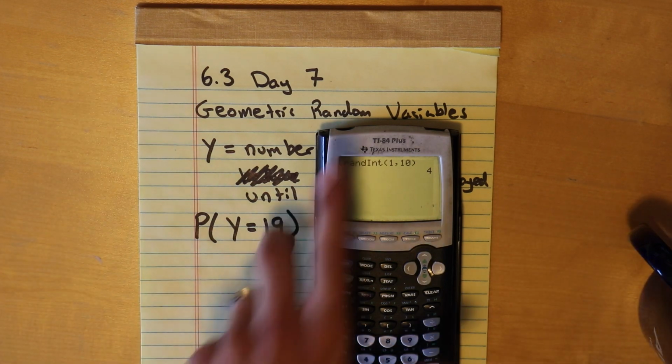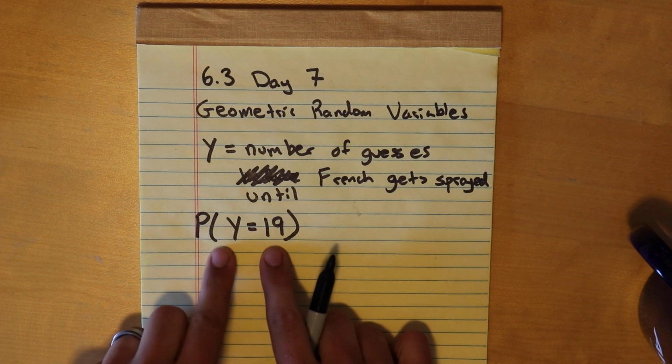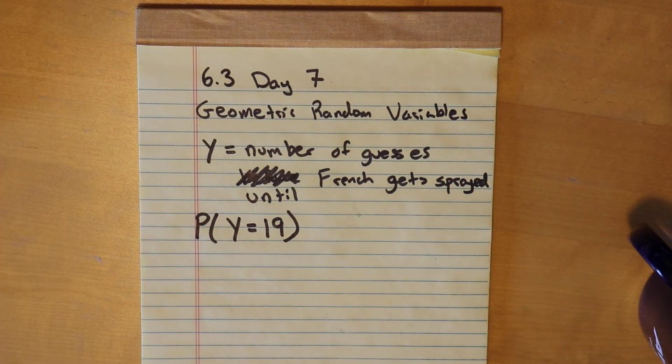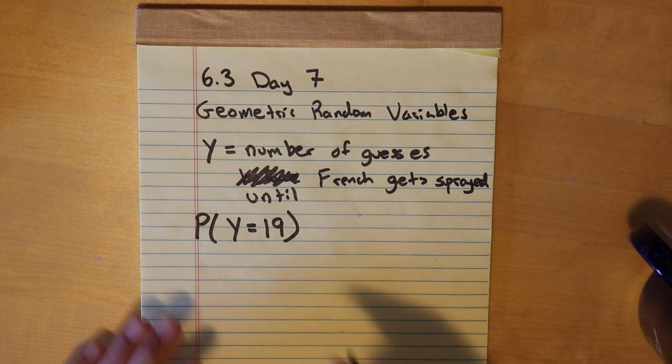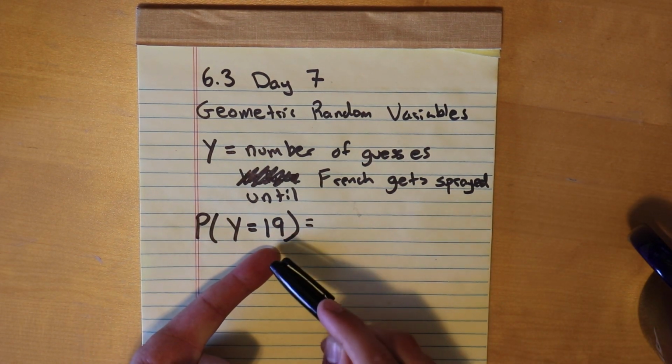It took 19 times for me to eventually guess the number that she generated. So my question is, what is the probability that this random variable would be 19, that it would take 19 guesses until I eventually got it right? Well, let's think of a few things. I'm looking for until the first success occurs.